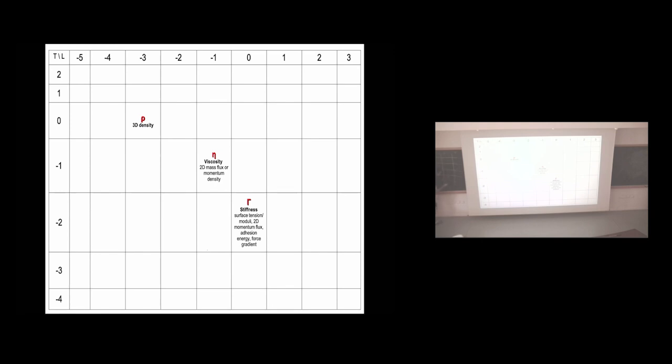Power. Huh? Where is momentum? Capital, lowercase. Uh-huh. Yes.